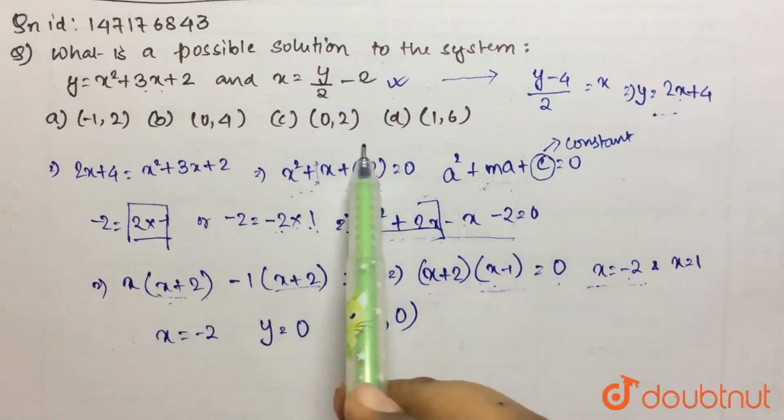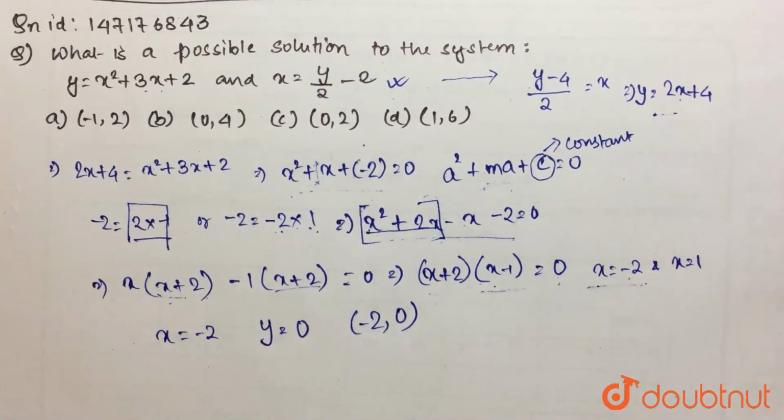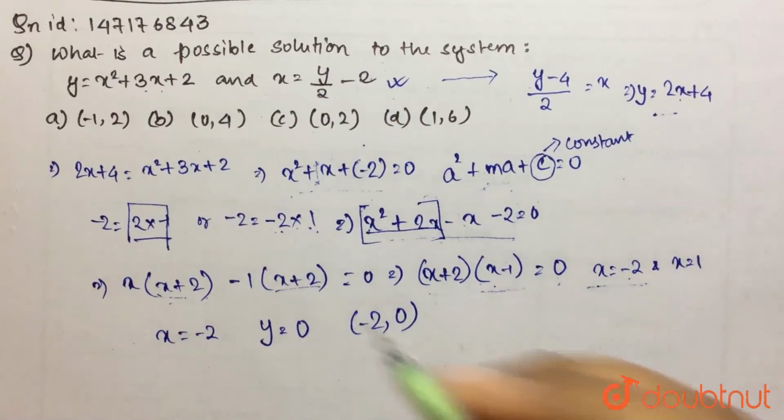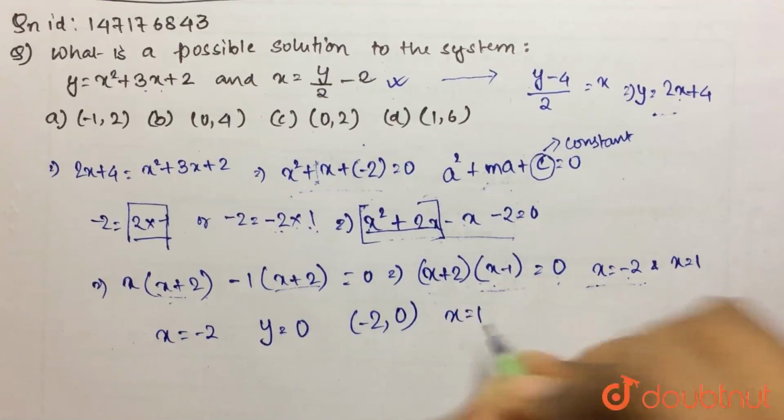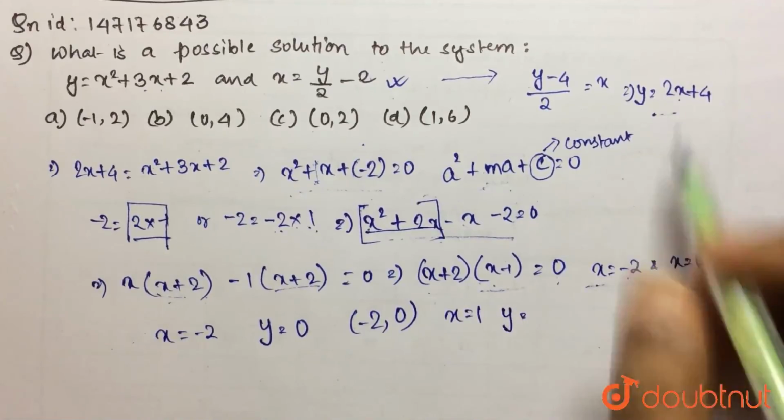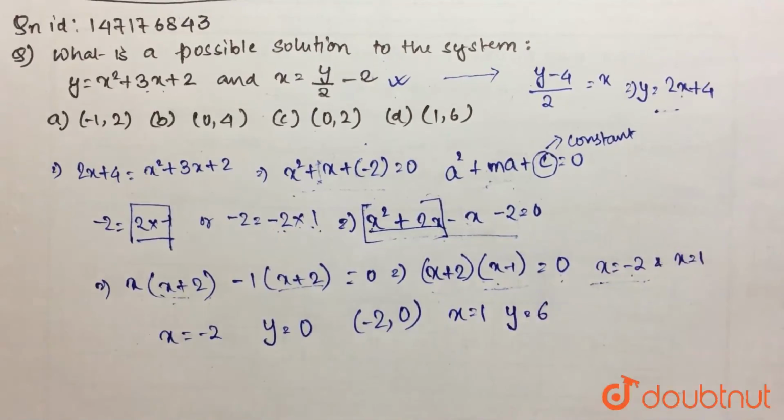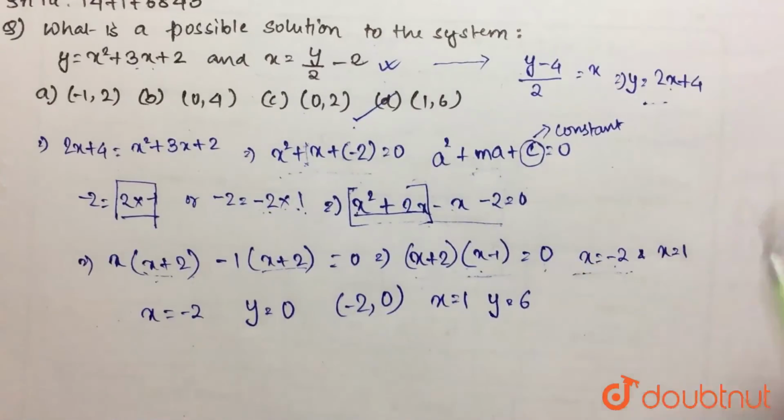Do you find that within the options? No, there is no option that gives us this value of minus 2 comma 0. So we are going for x equals 1. So when we do x equals 1, y equals 2 ones are 2 plus 4, that is 6. So 1, 6 is the answer.